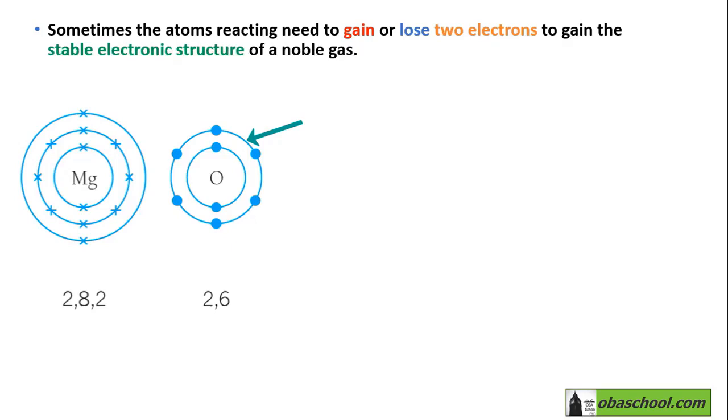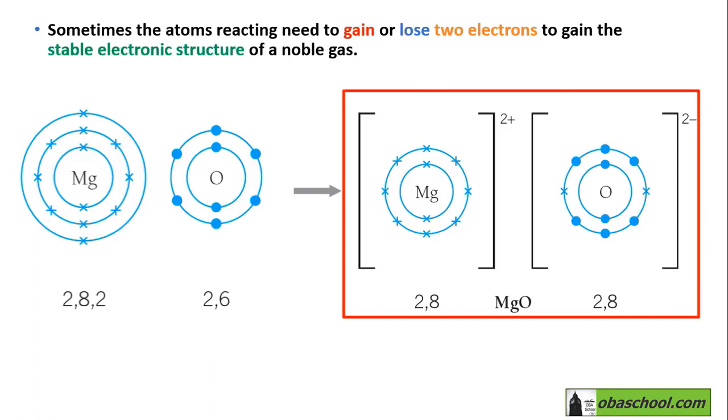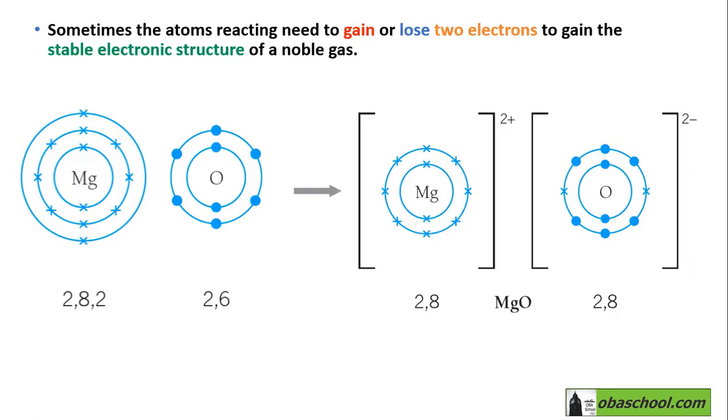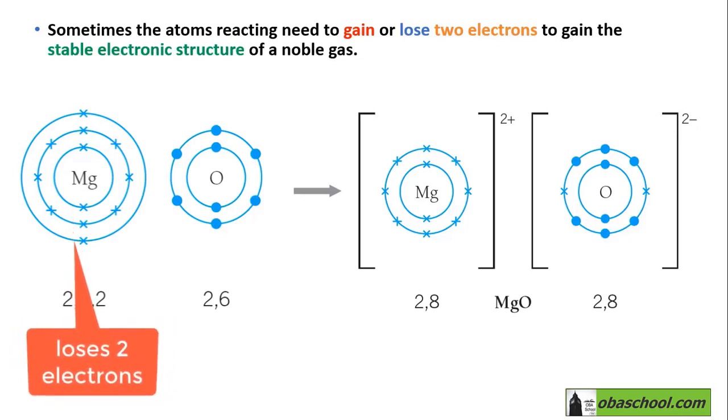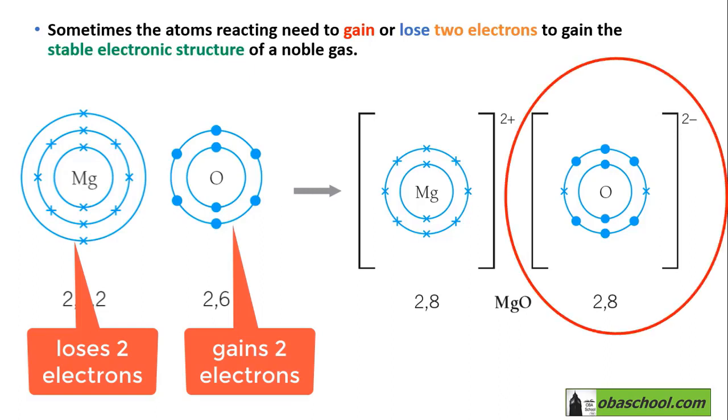When these two elements, the magnesium and the oxygen, react, they form magnesium oxide, MgO. This is made up of magnesium ions with a double positive charge, which is Mg2+. Why? Because the magnesium atom loses 2 electrons to become Mg2+. And the oxide ions, which are O2-. Why? Because the oxygen atom gains 2 electrons to become a stable ion, so it has O2- as its negative charge. It has a double negative charge.